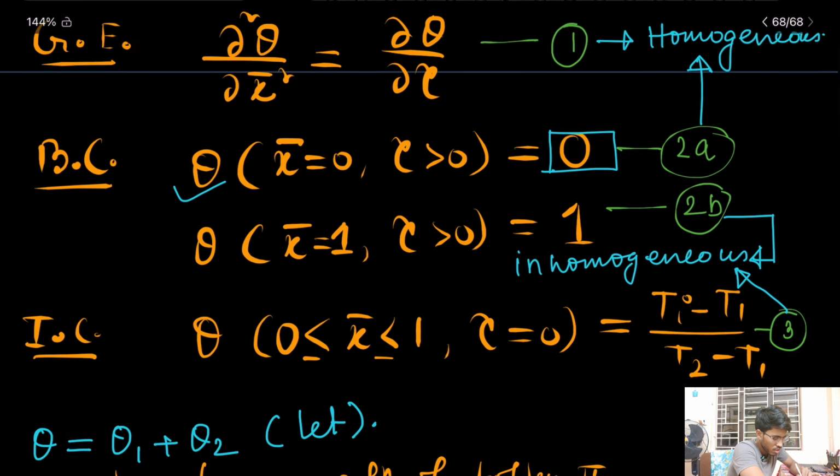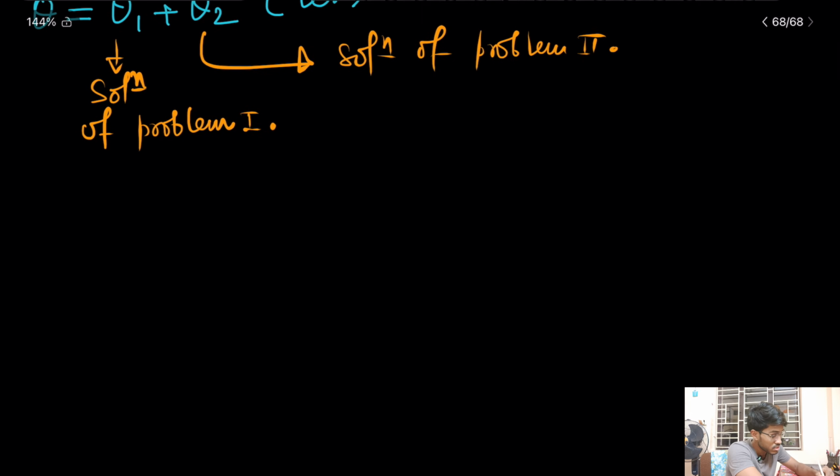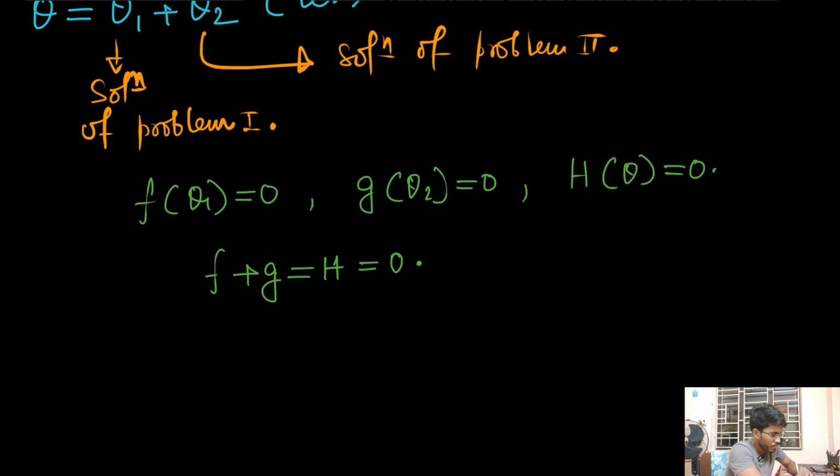What this statement written in blue ink means is: if we have the governing equation of problem 1 as f of theta 1 equal to 0 and problem 2 as g of theta 2 equal to 0, and if my actual governing equation can be written as capital H of theta equal to 0, then I must have f plus g equal to H equal to 0.